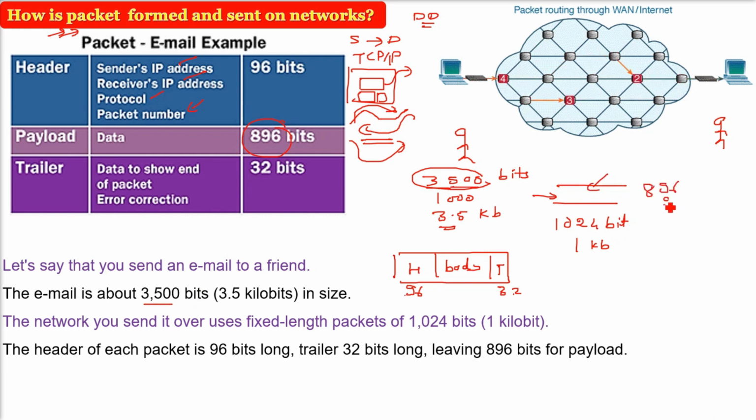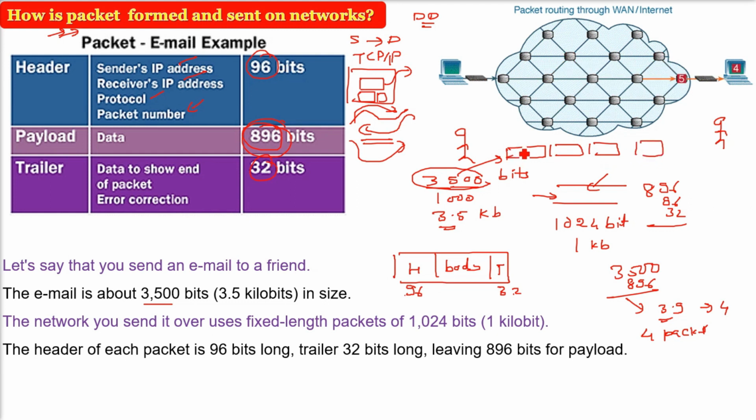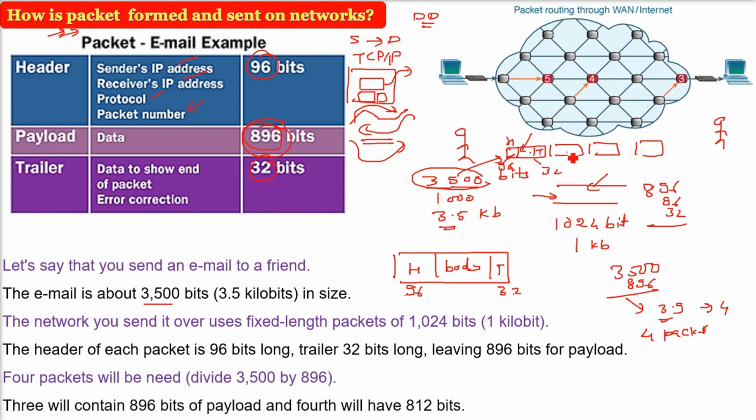Not more than that, because if you add this, then you will get the size which is being discussed here. So this 3500 has to be divided into certain parts, or packets, so that it can be sent along with the header and trailer included. Just take 3500 divided by 896, you will get a number that is around 3.9. That is, you need 4 packets. That is how this whole email will be divided into 4 packets. The header of each packet is 96 bits, trailer is 32 bits, and you have 896 for the payload. But 896 times 4 is not giving you the actual size. That is, all the packets will not be of the same size. So you have to do the padding also.